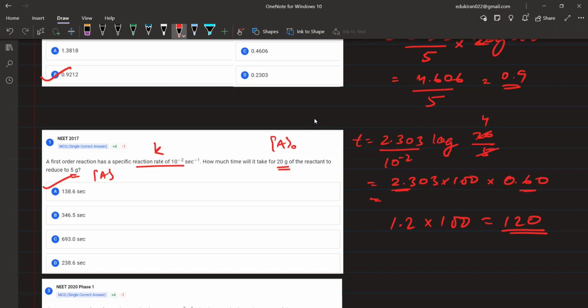When the values are very far apart, please approximate. You don't need to multiply fully by 2.303. You just multiply 0.6 into 2, it will give you 1.2. 1.2 into 100 will give you 120. And as you have seen, you took less, you did not take 2.303, you did 2 into 0.6. So obviously the real answer should be a bit more than 120. So a bit more than 120 is 138.6. So that answer should be correct.